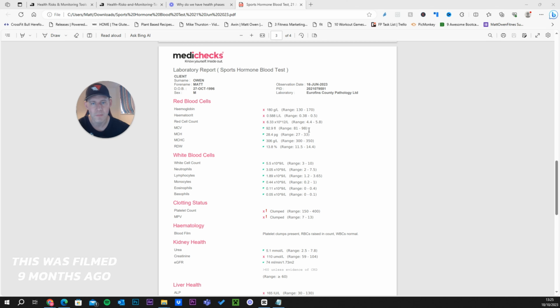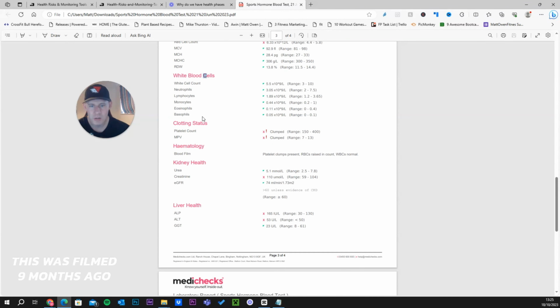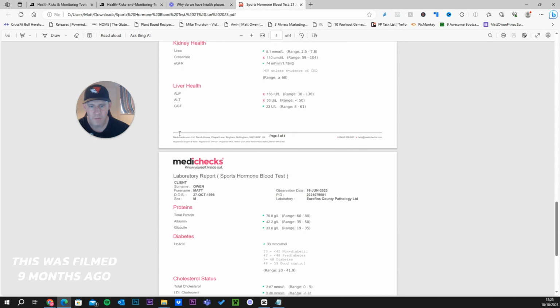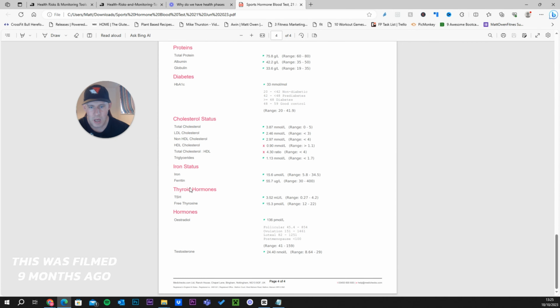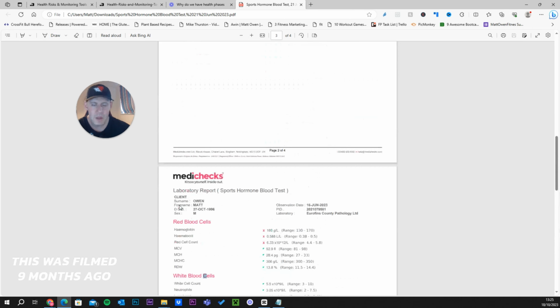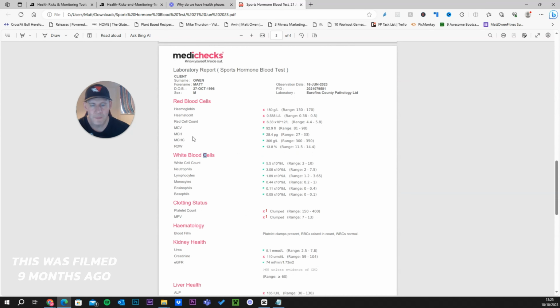And here is my one from MediChecks over this year. This was taken on the 16th of June. The main aspects that I would be looking at are red blood cells, white blood cells, clotting statuses, kidney health, liver health, proteins, diabetes, cholesterol statuses, iron, thyroid, hormones. These are the main ones to be looking at. So we'll go through mine.